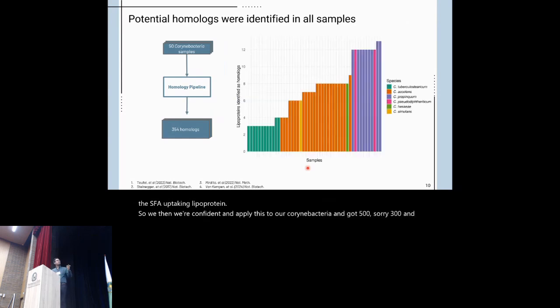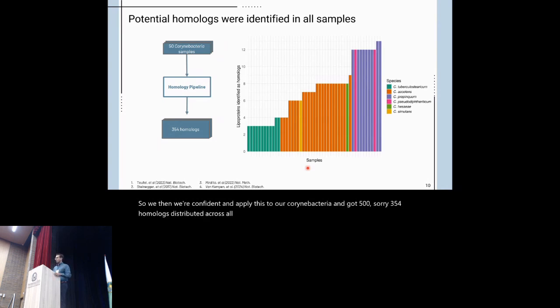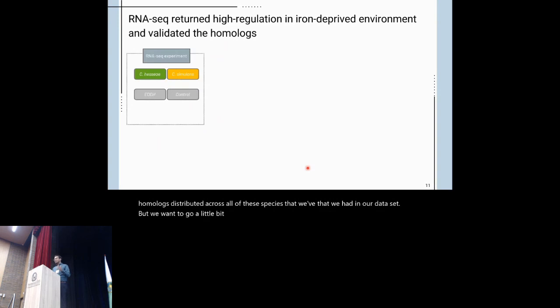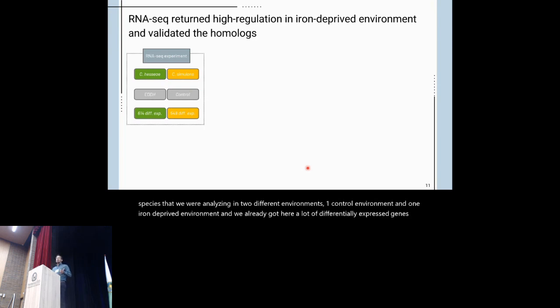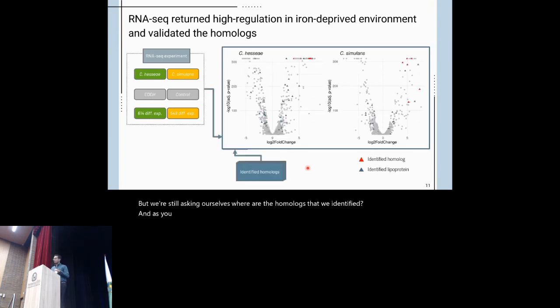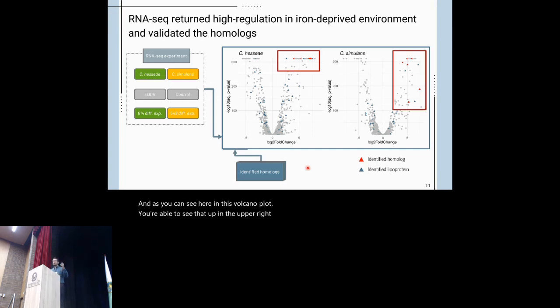We got 354 homologs distributed across all of the species in our data set. But we wanted to go a little bit further, and since we already had RNA-seq data for 2 of the species we were analyzing, in 2 different environments, one control environment and one iron-deprived environment, we already had a lot of differentially expressed genes. But we were still asking ourselves, where are the homologs that we identified? As you can see in this volcano plot, in the upper right corner, we have the identified homologs that were returned by our pipeline.